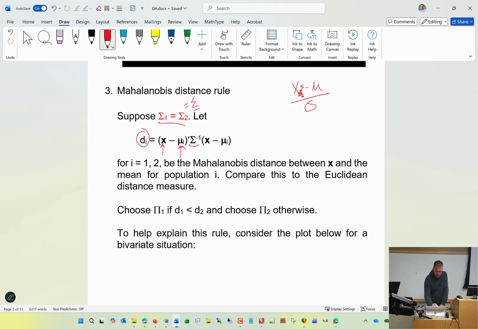So we get D1, the distance X is from population 1. We get D2, the distance that X is from population 2. And we compare these two distances. If the distance for 1 is smaller than the distance for 2, predict then that observation X came from population 1. That's it. It's closer. It makes sense. It's closer to that mean, taking into account the variability. Otherwise, if D2 is smaller, well, predict or classify that observation into population 2. That's all there is to it. Very simple.